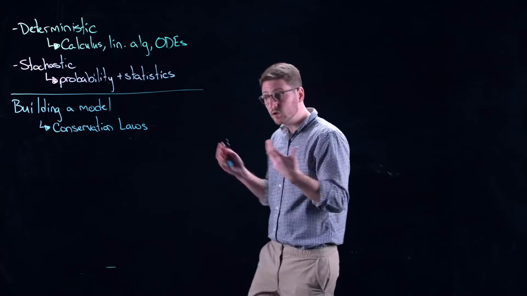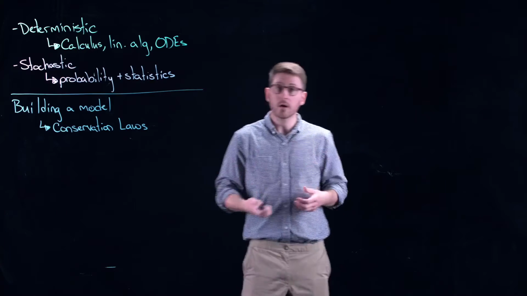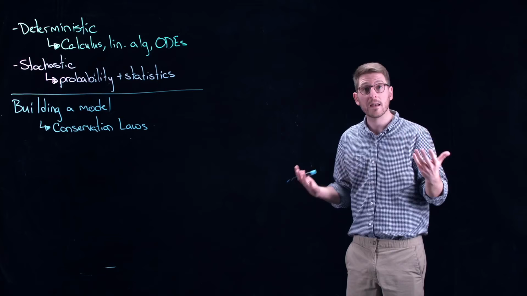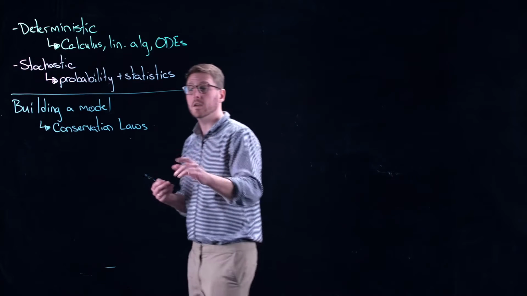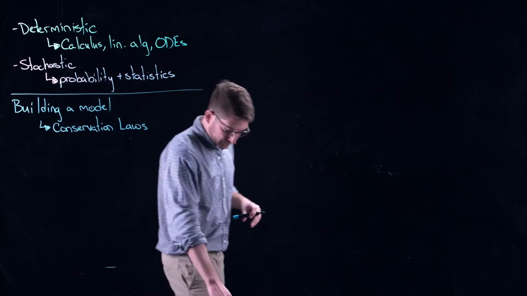Well, if we're looking at this on a short enough time scale, there's not going to be births or deaths. So the number of animals is going to be conserved. There will always be 10 animals. So that is a type of conservation that can be built into these models.